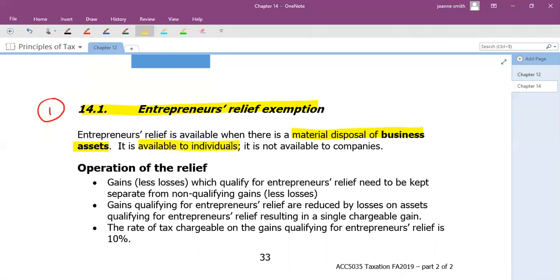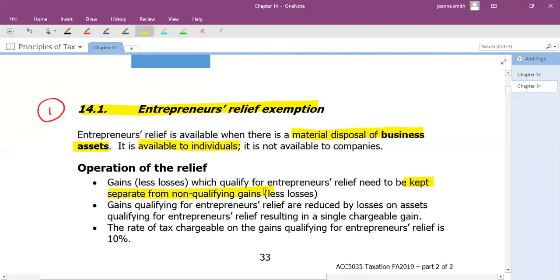So you work out your gain, then you identify whether you've got any of these sorts of assets that attract this relief. And these assets must be kept separate to the other assets. So if you've got any assets that you dispose of and create a gain, like an antique, then that would not be something that would be entitled to this entrepreneurs relief. So we do need to keep those separate. So you'd have your entrepreneurs relief assets and then your other assets.